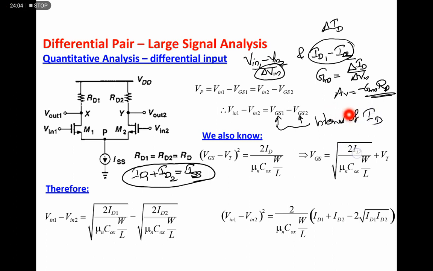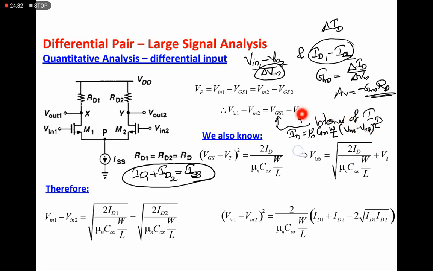There, that ID, we know ID is mu n Cox W by L (VGS minus VTH) the whole square. From that we already developed an equation of VGS from ID. So we know VGS is nothing but root of 2 ID divided by mu n Cox W by L, plus VT.